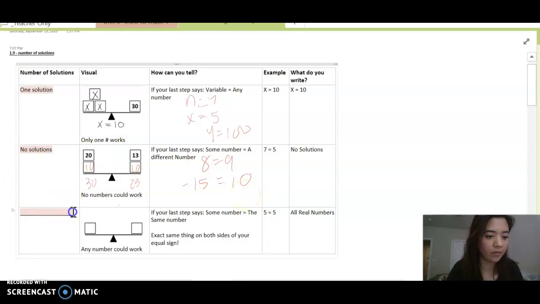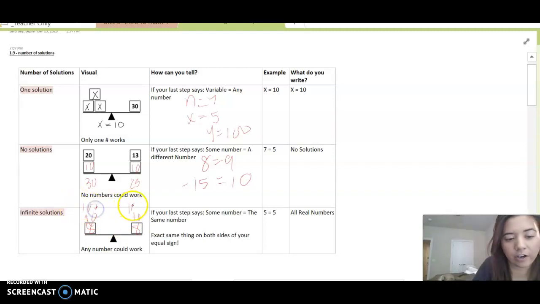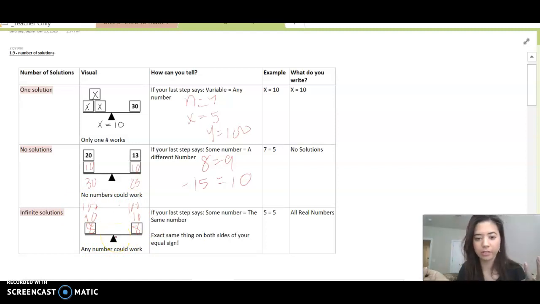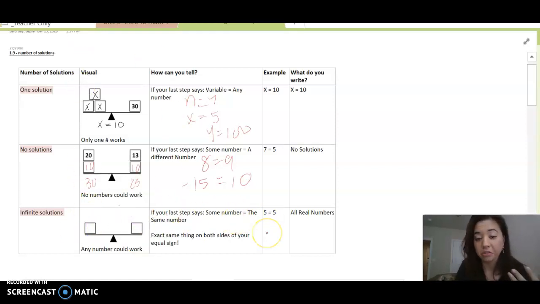And then we have our last one, which is infinite solutions. If you look in here, again, same idea, each box has to be the same number. You could put in 8 and 8, 10 and 10, 100 and 100. No matter what, these sides are going to weigh the same and your scale is going to even out. So it doesn't matter what number you put, there are an infinite number of choices. And that's what infinite solutions are.